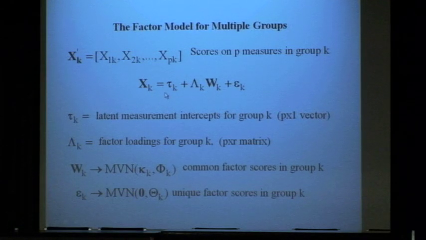And it's expressed in the factor model as equal to an intercept parameter, which is another vector of P constants, kind of like regression intercepts. I'm going to use that analogy a lot. We'll call them latent measurement intercepts, but they're parameters. They're not individual level scores.